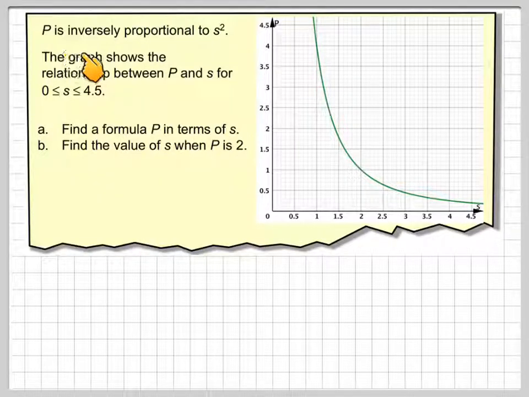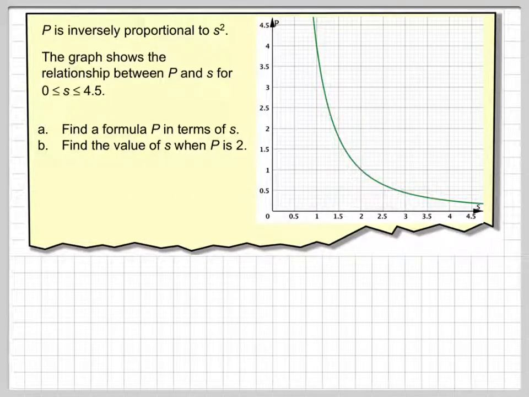In this question, it says that P is inversely proportional to S squared. The graph shows the relationship between P and S for S being between 0 and 4.5. A. Find a formula for P in terms of S. B. Find the value of S when P is equal to 2.